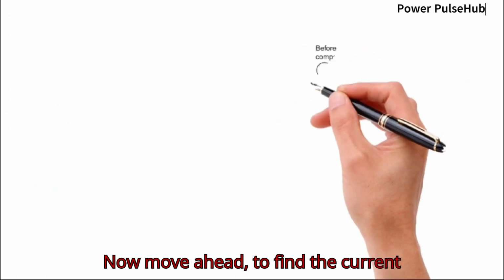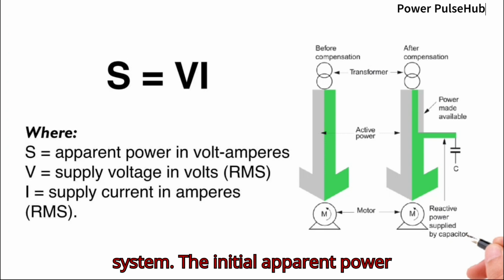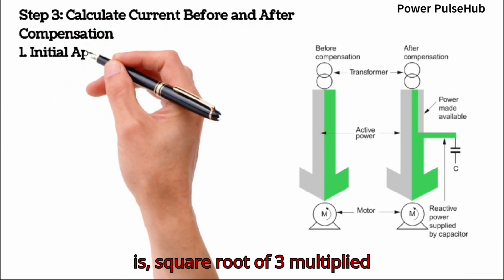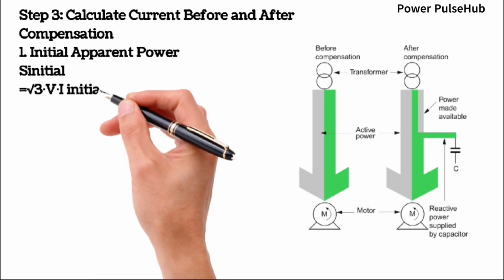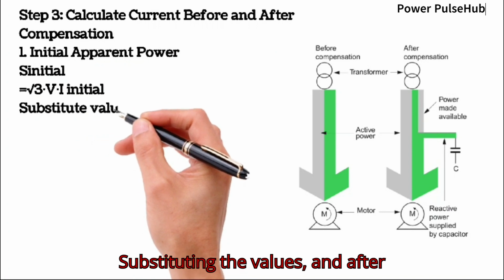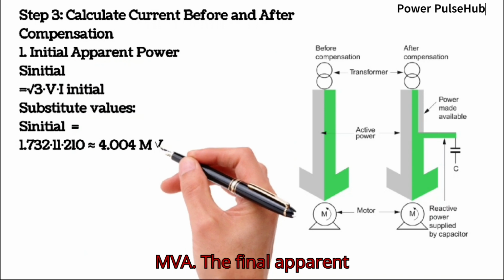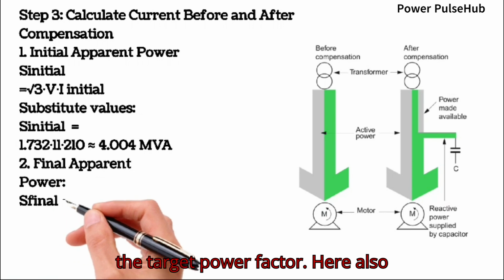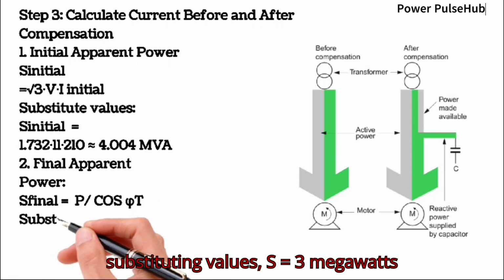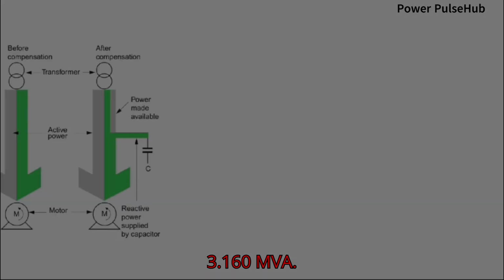Now move ahead. To find the current reduction before and after compensation, we find out the apparent power in the system. The initial apparent power is square root of 3 multiplied by voltage and the feeder current. Substituting the values, and after solving we got 4.004 MVA. The final apparent power is active power divided by the target power factor. Here also substituting values, S equals 3 megawatts divided by 0.95, which results in 3.160 MVA.